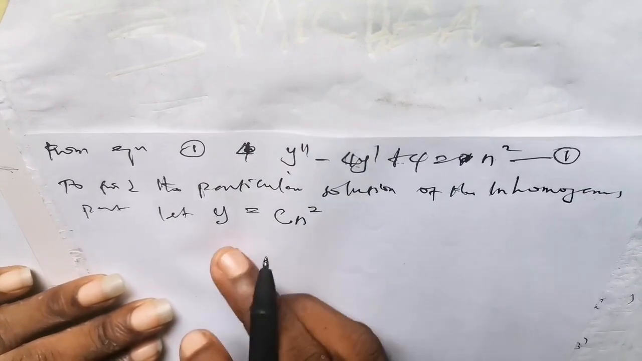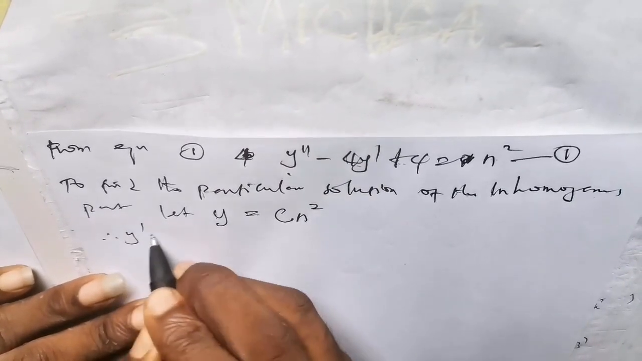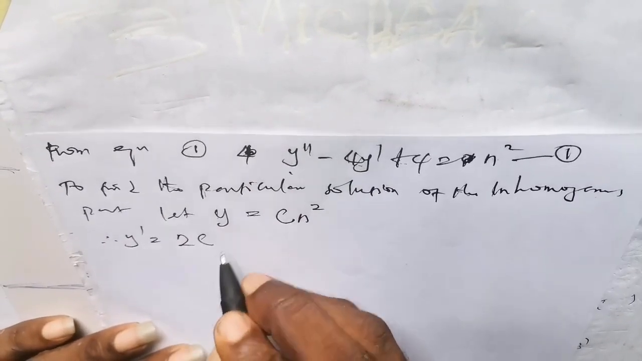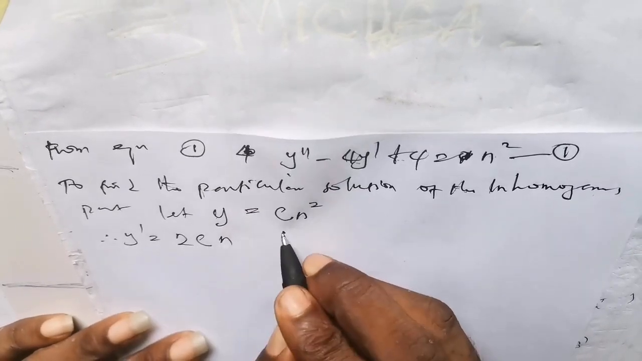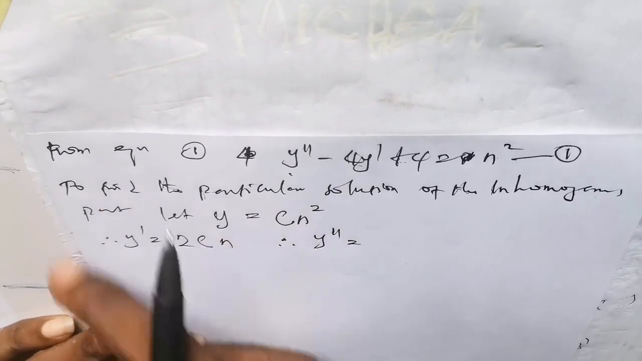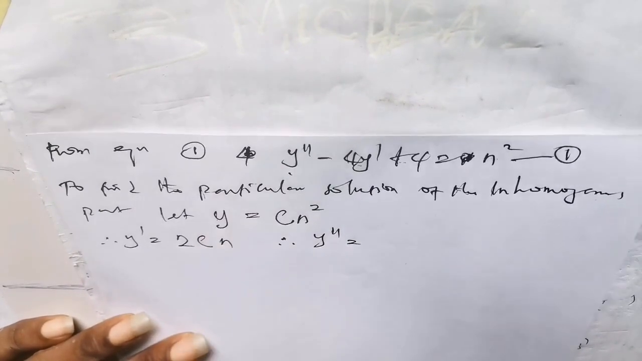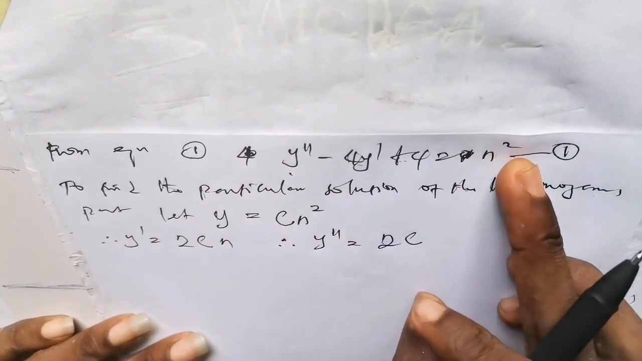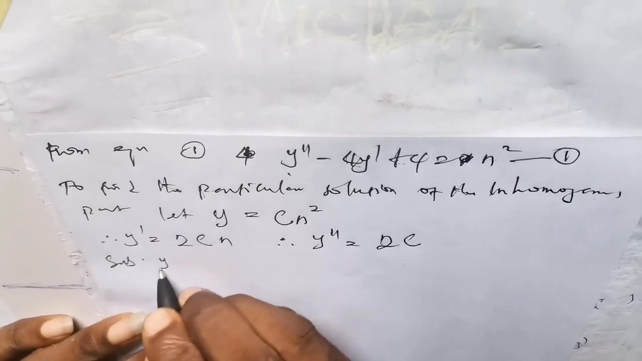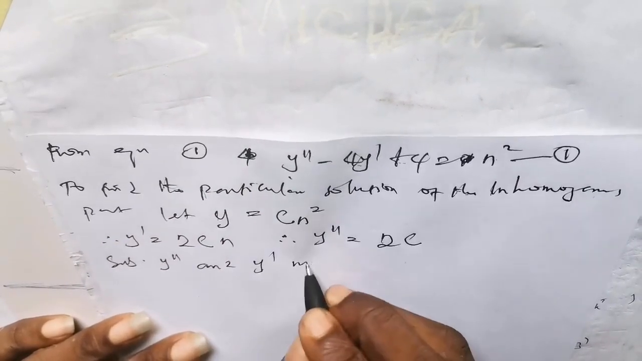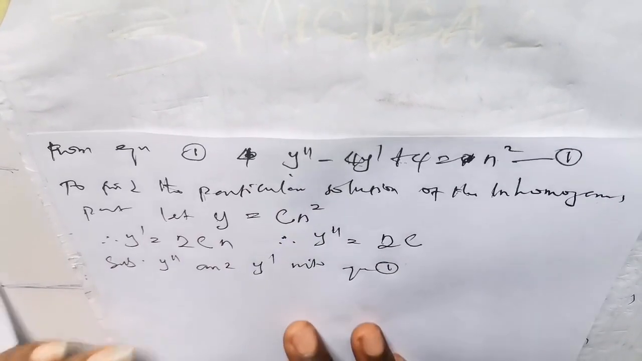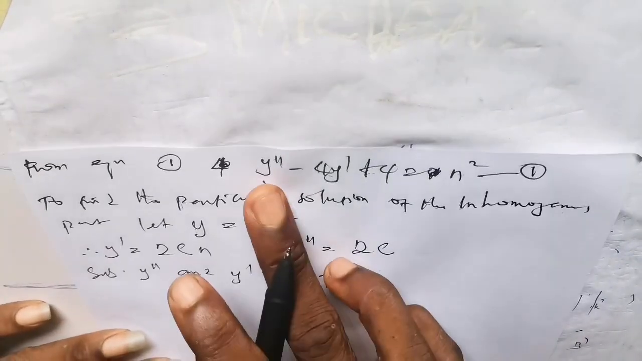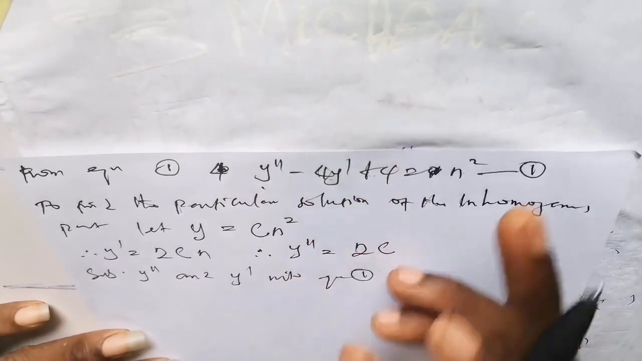So if y is cn squared, therefore y' means differentiating y the first time with respect to n, it becomes 2cn. Also y'' means differentiating y' again. If I differentiate 2cn, I'm left with 2c. So I will now substitute these values into the original equation. Substitute y'' and y' into equation 1: y'' - 4y' + 4y is equal to n squared.